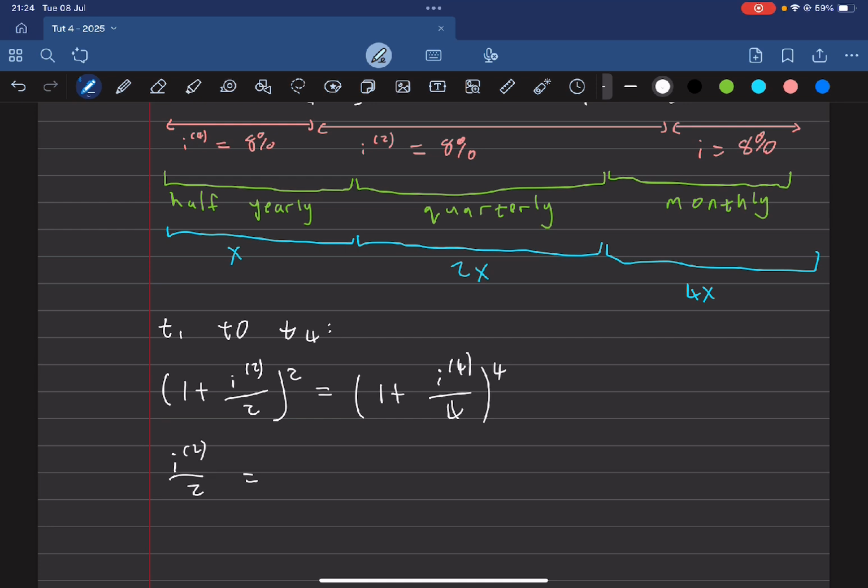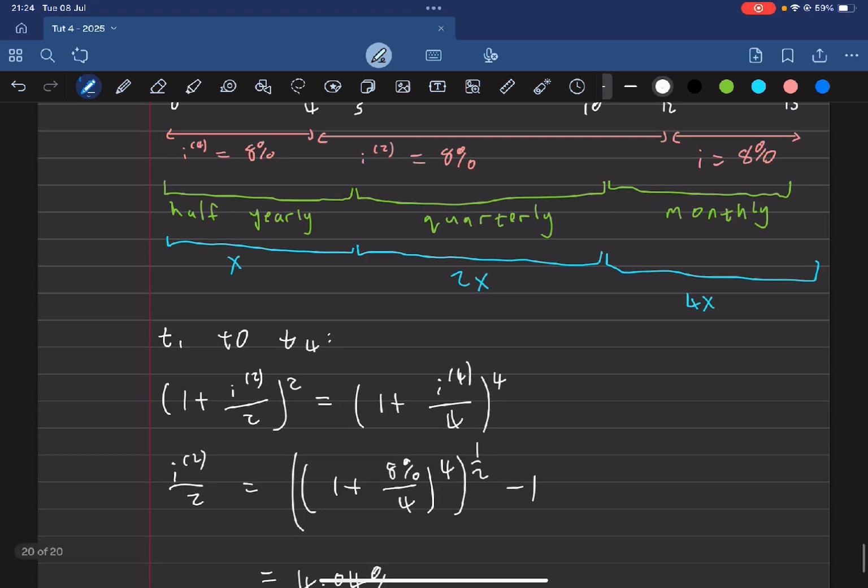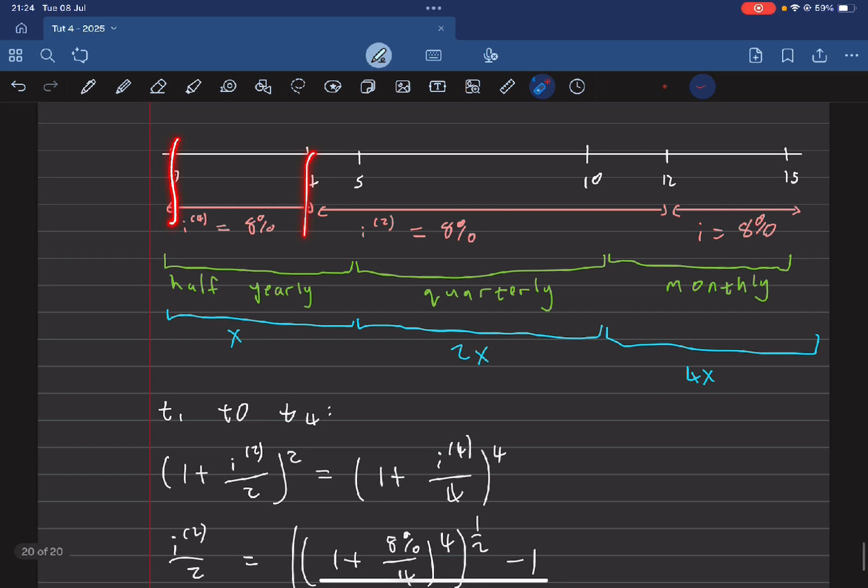And that's going to be 1 plus 8% over 4 to the power of 4. And then to get rid of the squared, we're going to put it to the power of a half. And then we're going to have to minus this one. Okay. And when I sub that into my calculator, I get 4.04%. Okay, that's good.